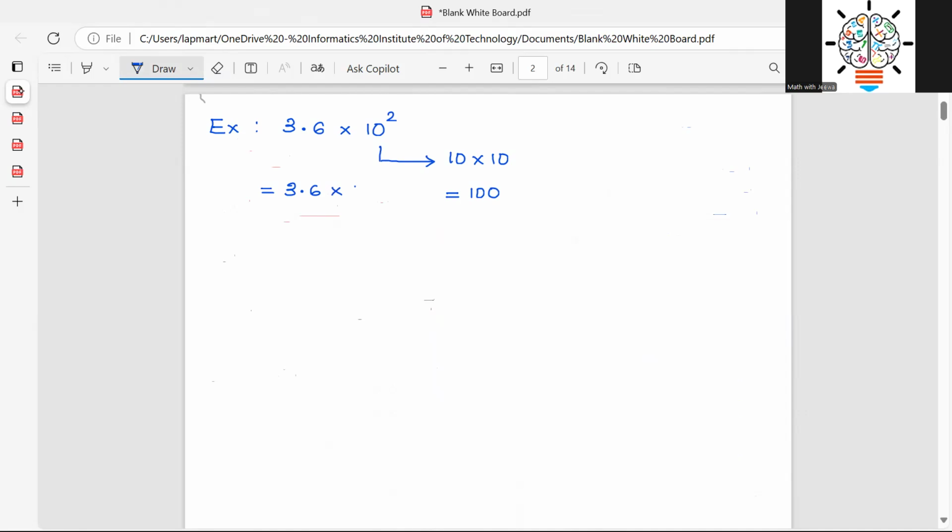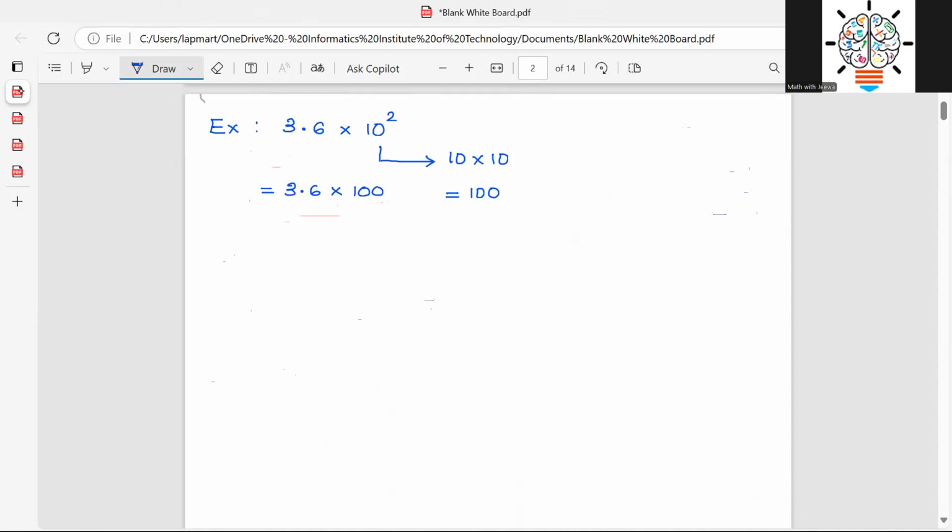3.6 multiplied by 100. Can you remember in grade 6 you learned, when you multiply a decimal number by 10, 100, 1000, what happened, children? You move to the right side. How many steps this time do you want to move? 2 steps. Why do you want to move 2 steps here? Because you have 2 zeros in 100, right? So you want to move 2 steps to the right side when you are multiplying.